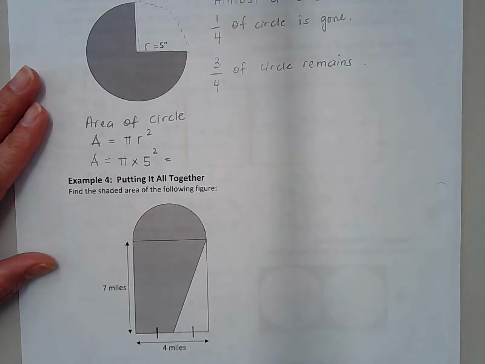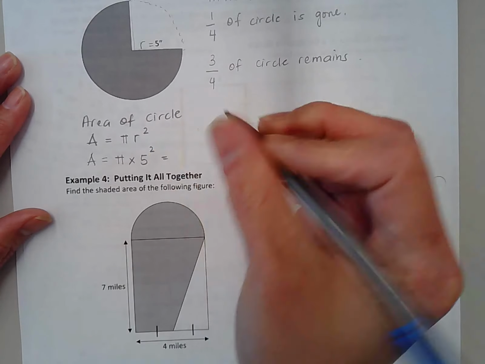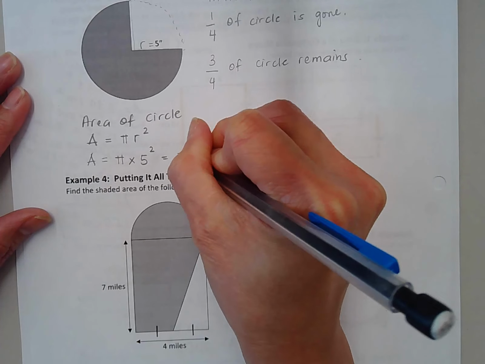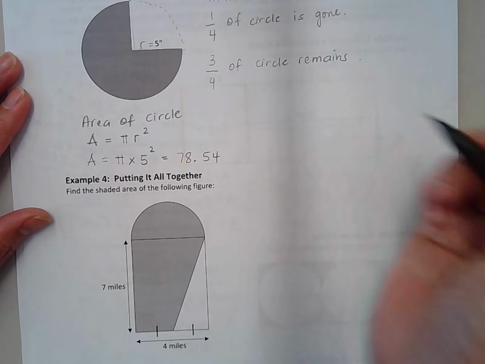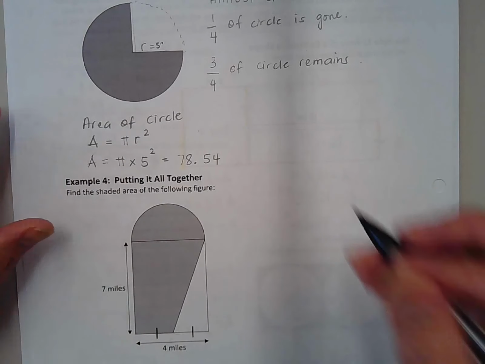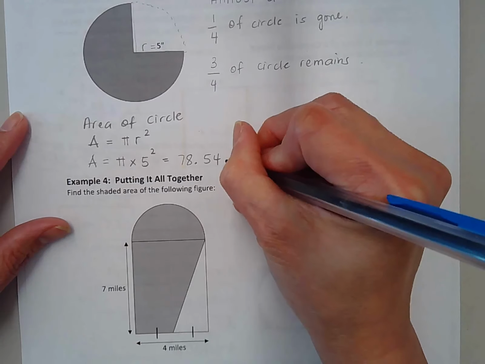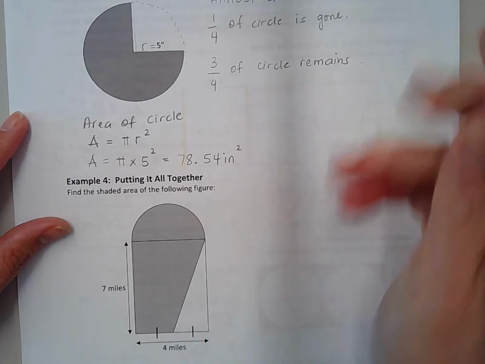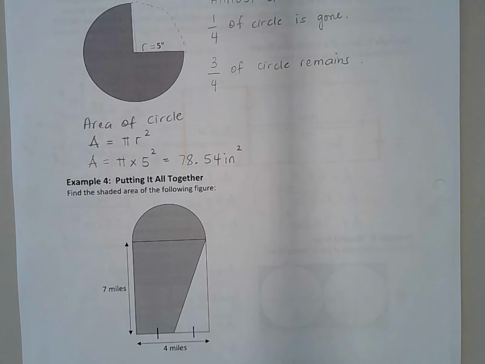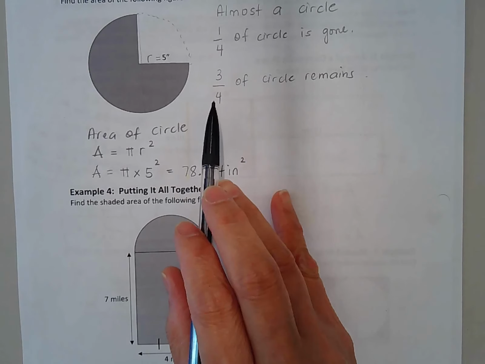Oh, we got an answer for that, didn't we? 78.54. 78.54 what? What unit would this be? Okay, what is that symbol? Inches. Inches square. Now that 78.54 inches square is for the whole entire circle, right? But this is not the entire circle. That's only 3/4 of a circle.